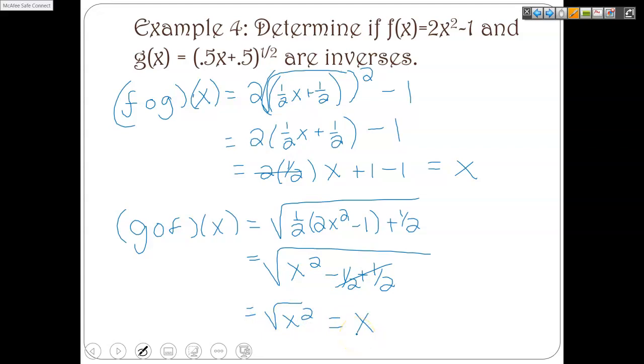Now, because g of f of x is not that plus or minus, that is technically that even-odd rule, the absolute value of x. So absolute value of x is not x. Therefore, not inverses. They are not inverses because you did not have the plus or the minus here. So you would only have had the top half of a square root.